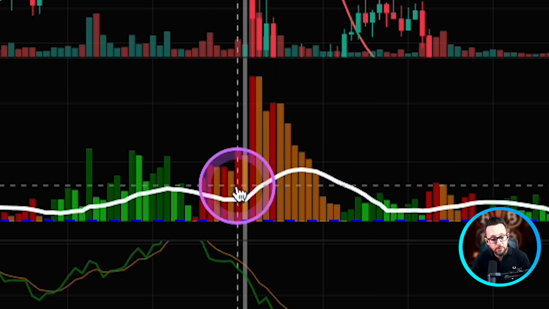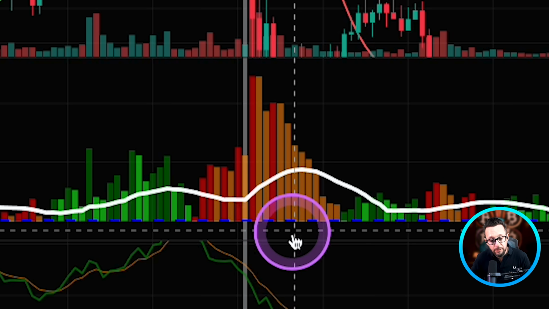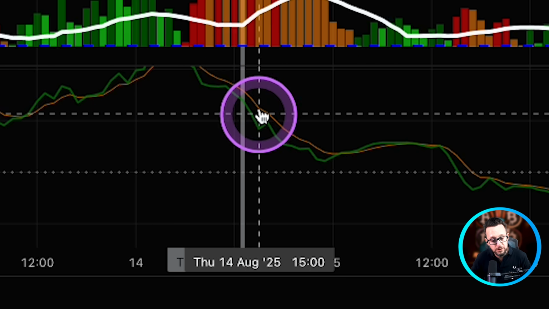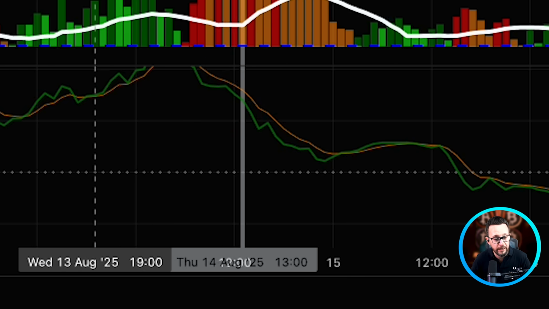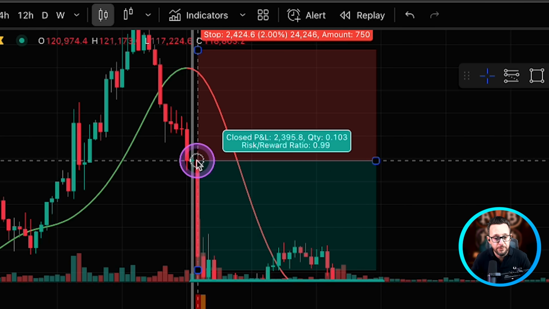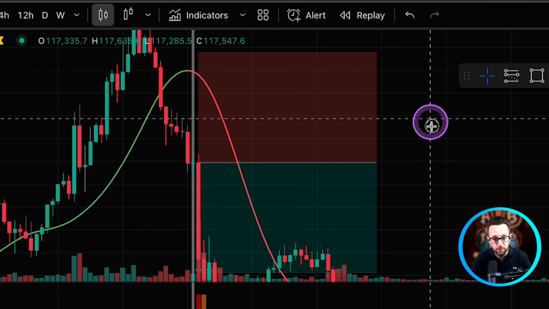We would like the SHOZ to be above the white line where it is there, and we would like the volume flow to also be orange above green. This means we can short the market on the next open. As you can see, absolutely a perfect entry before it dumps.